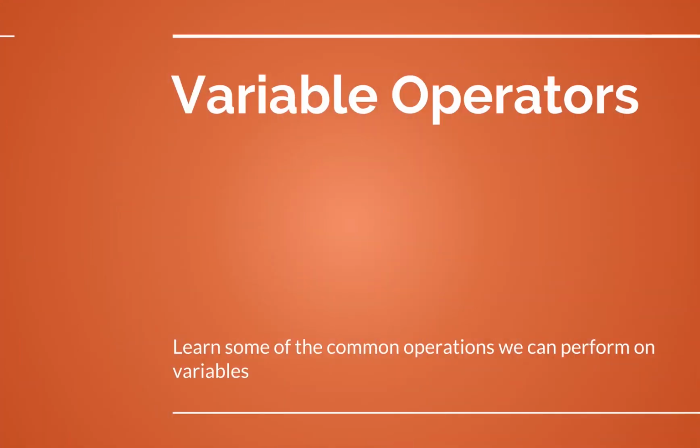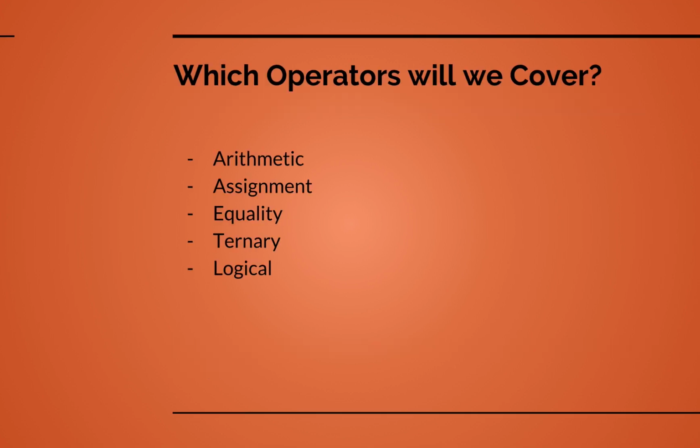What's up everyone, and welcome to our tutorial on variable operators. This is the second part of our variables lesson, and here we're going to learn some common operations we can perform on the variables that we studied previously. So which operators are we going to be covering here? Well, we'll study 5 main categories. The first is going to be arithmetic, then assignment, third is equality, the fourth ternary, and finally we'll look at logical operators.